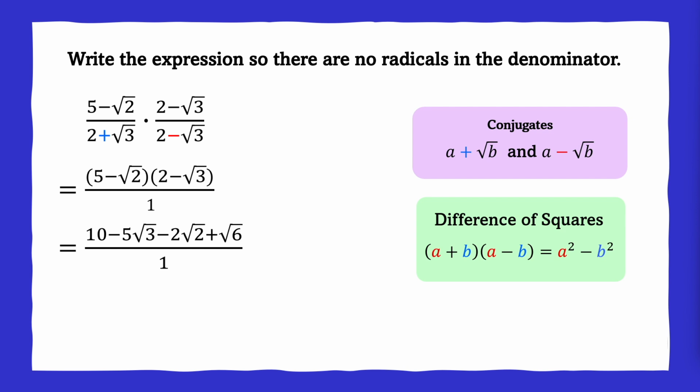Because dividing by 1 doesn't change the value, the final simplified expression is 10 minus 5 times the square root of 3 minus 2 times the square root of 2 plus the square root of 6.